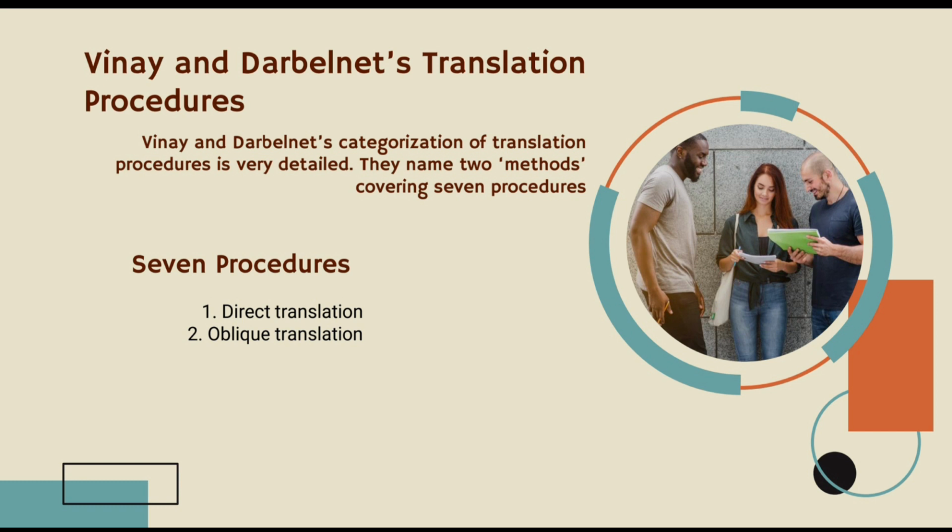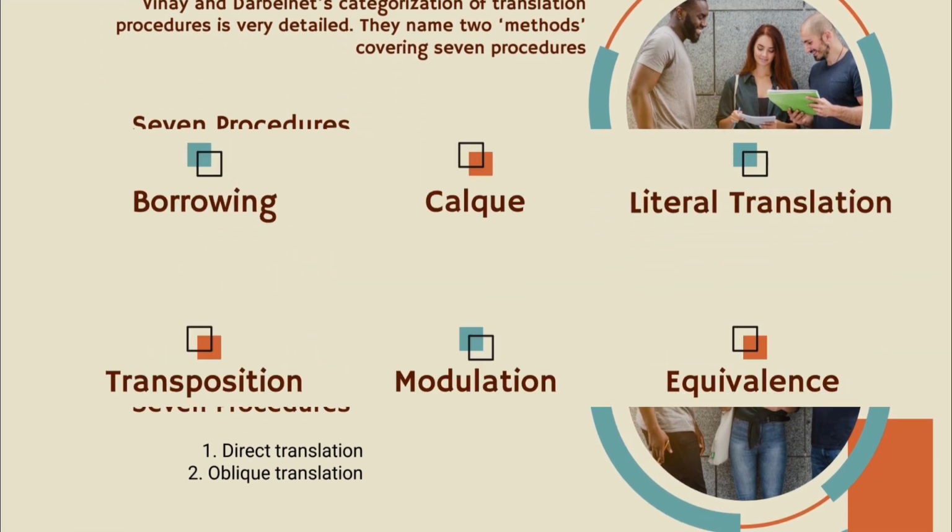These procedures are applied on 3 levels of language. A. The lexicon. B. The grammatical structure. And C. The message, which is used to refer to the situational utterance and some of the higher text elements such as sentences and paragraphs.